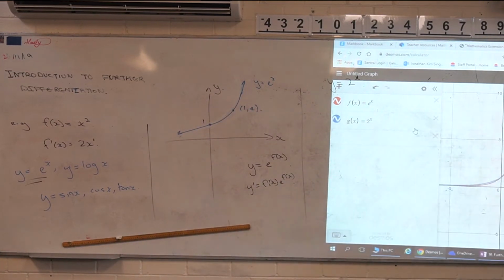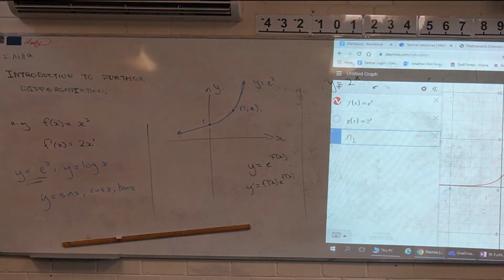Just to show you very clearly, I'm going to get rid of the blue curve for a moment. And if I graph the derivative of e to the x, can you see how, when you get rid of it, it's literally on top of the curve? It's actually the same curve. That's not normal, right?